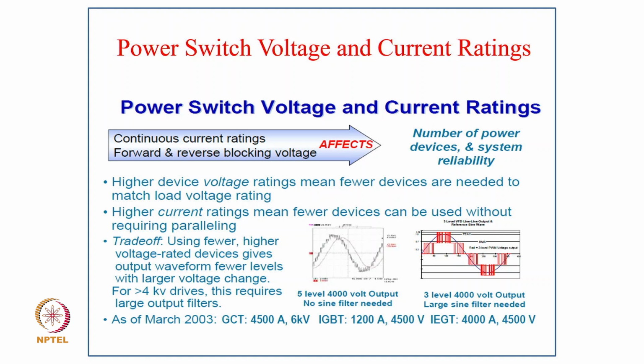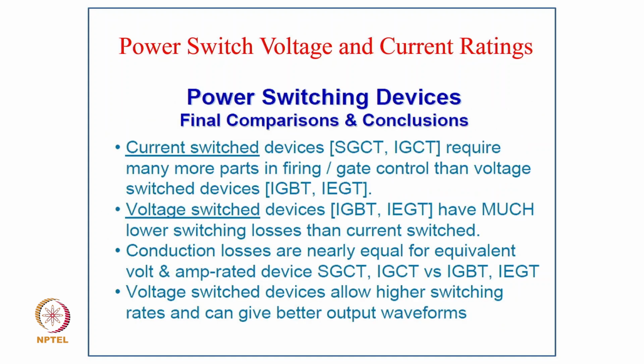and higher voltage rated devices gives an output waveform with fewer levels and a large voltage range, and for drives greater than 4 kilovolt, this requires large output capacitors. You can see 5 levels for a 4 kilovolt output voltage, where no sine filter is required, and here with 3 levels at 400, a large sine filter is needed. You can see a kind of waveform, so it gives you a concept of multi-level as well. So now coming to the final comparison and conclusion for these two.